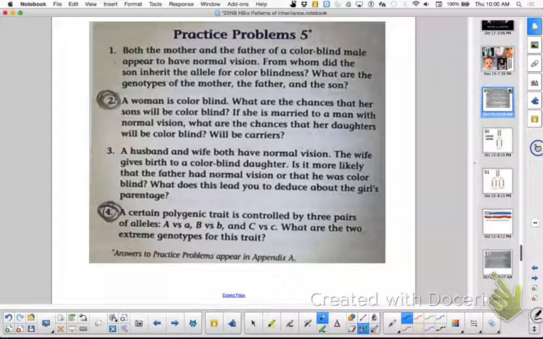2 or more sets of alleles. And then you have examples: skin color, environmental influences, multifactorial traits. Traits controlled by polygenes are subject to environmental influences.